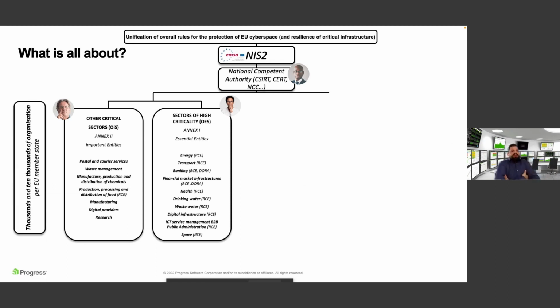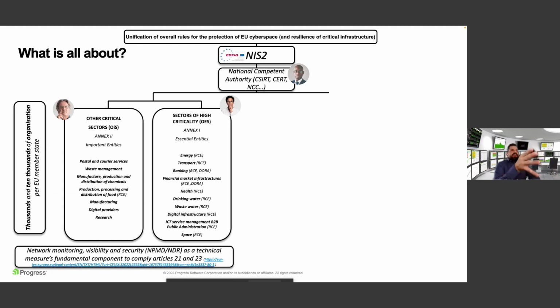But from the perspective of businesses or institutions or organizations, this is thousands or 10,000 organizations per EU member state. And network monitoring, visibility, and security is a fundamental component of the technical measures to comply, for example, with Articles 21 and 23 in this directive. Then, the obligations are about incident reporting during the incident handling procedures.